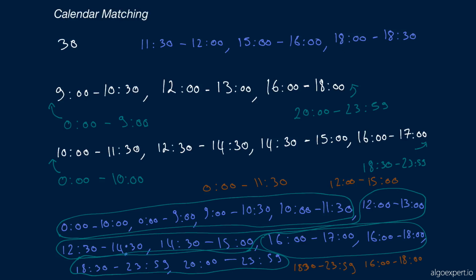So now we've got a final flattened calendar of unavailabilities, where the blocks of time represent a block where at least one of the 2 coworkers is unavailable. Between 0 and 11:30 a.m., at least one of the 2 coworkers is unavailable, so there's no point in putting a meeting there. Between 12 and 15 p.m., at least one is unavailable. You can't put a meeting there. Between 16 and 18, at least one is unavailable. And between 18:30 and 23:59, at least one is unavailable.